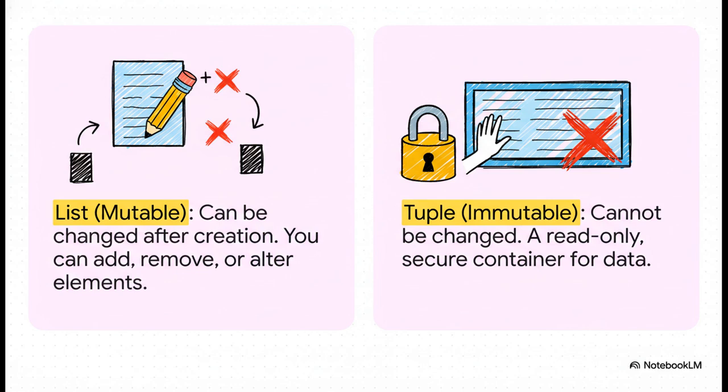A list is what we call mutable. That just means it's flexible. It can be changed. Think of it like a shopping list. You can add stuff, remove stuff, change your mind. But a tuple is the opposite. It's immutable. Once you make it, it's set in stone. It's locked. It's kind of like a signed contract. It's a secure record that you know can't be changed.